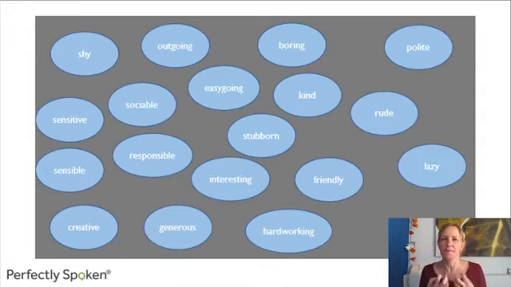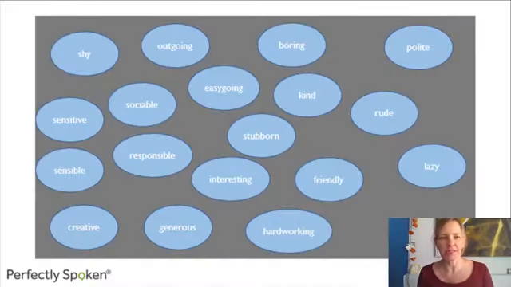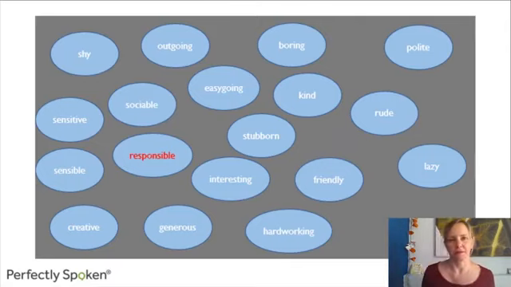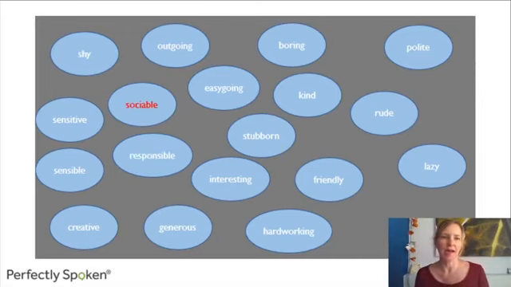Okay, so this person is very, the word is responsible. Responsible is actually similar to sensible. Okay, responsible, and you can see next to it here, sensible. They're very similar. Responsible, I'm sensible.